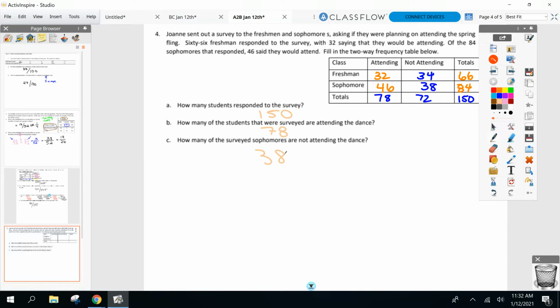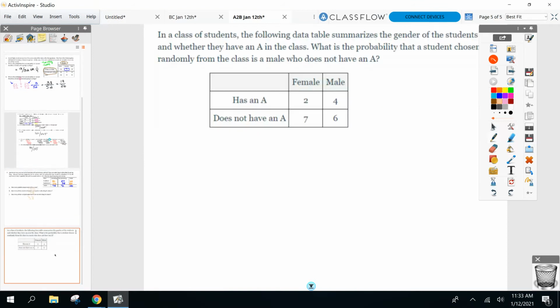Any issues there filling in your own table? Not bad at all there, right? Not bad. All right, one more and we're done. Male, female, A or not an A. There's your two-way table. You guys know what my suggestion is, right? Before we start answering these questions, put a total on your two-way table if one's not already provided for you.